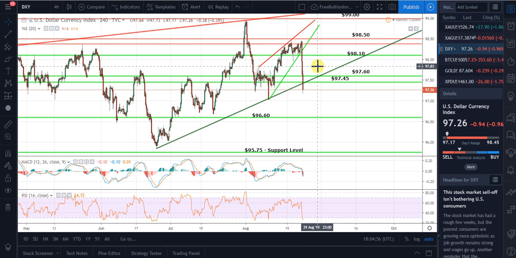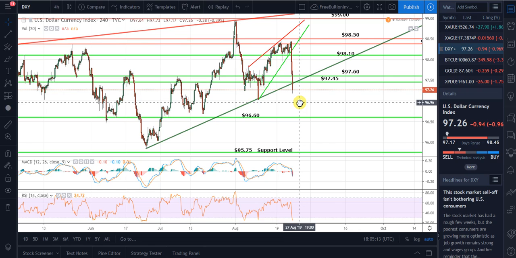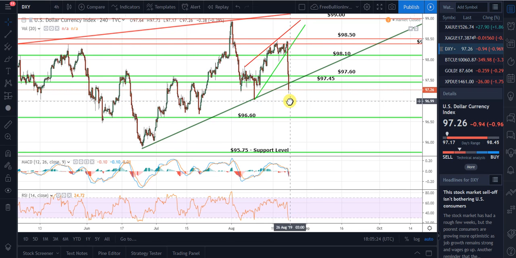And really what the dollar did was mostly move sideways last week until Friday when all the fireworks happened with Jerome Powell's speech, where the market interpreted what he said as that they're going to be more accommodative, and we are likely going to see another rate cut at their next meeting on September 17th and 18th. But again, that's not until September 17th and 18th. That's another 3 weeks away.